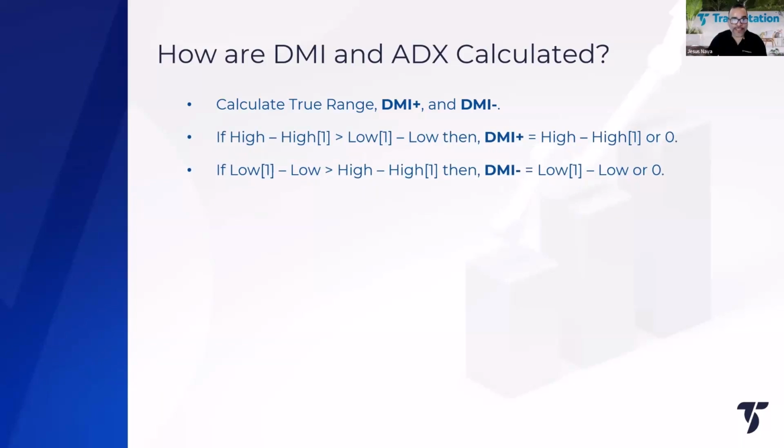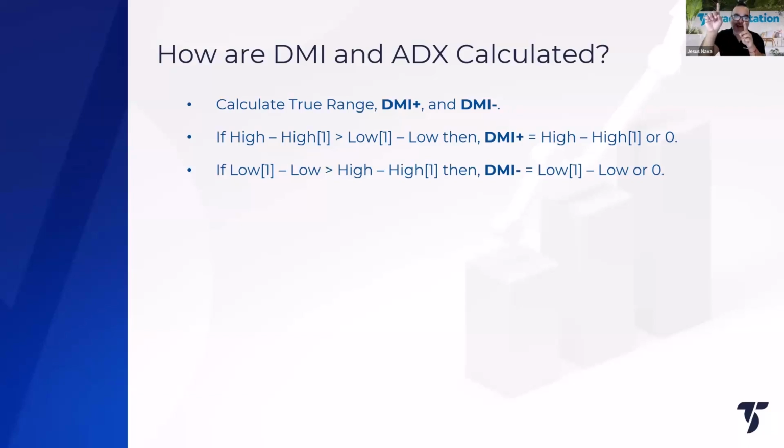The way that the DMI plus and the DMI minus are calculated is by looking at the difference between the high and the high of the previous bar, and the low and the low of the previous bar. So it looks at price change between those two data points, high to high and low to low, and it determines which one of the two had the higher movement. And it's going to create two buckets, one bucket for the DMI plus and another bucket for the DMI minus.